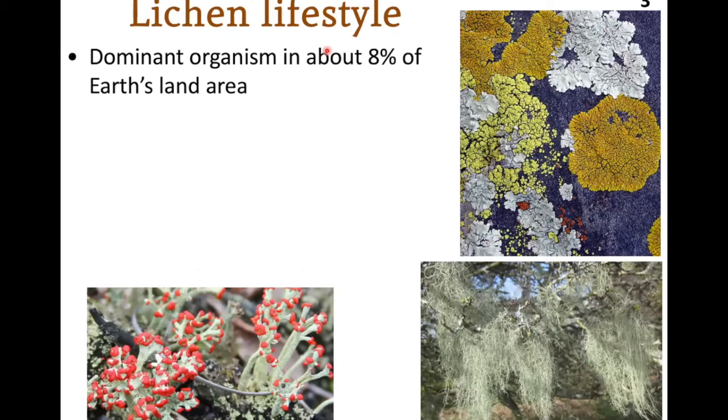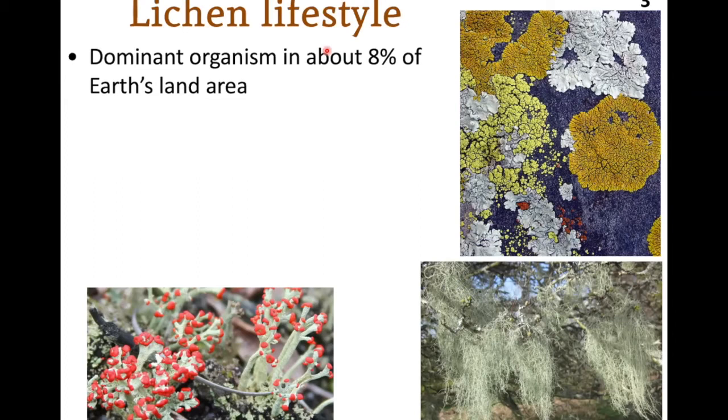So I'm not going to say too much about this, but kind of amazingly, they're a dominant organism in about 8% of Earth's land area. What I mean by that is about 8% of the land area on Earth, the dominant species present there is lichens. And there are some examples of lichens shown on the slide here, the photos.